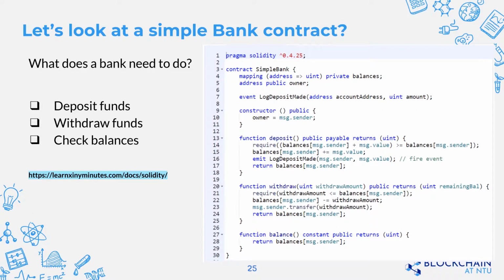Okay, so let's take a look at this smart contract. This is a basic smart contract. At the top, you can see contract SimpleBank, followed by the state variables. Just take a look at the words in black first.